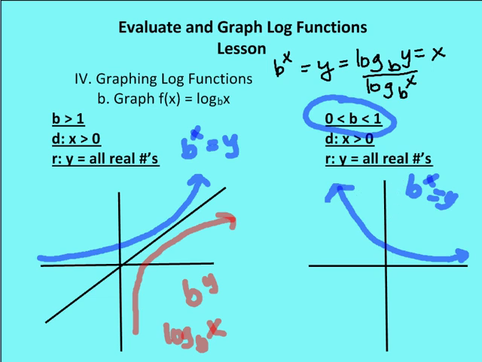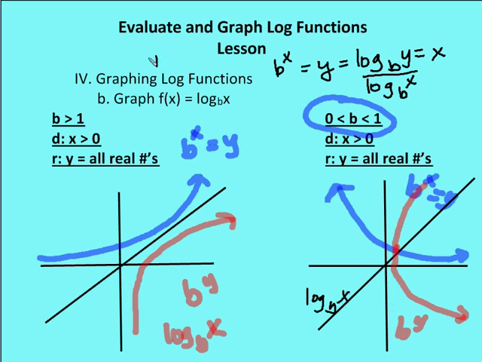Now I'm going to draw my y is equal to x line. The inverse of this function is just going to be a reflection, the graph of log base b of y is equal to x, and it's going to look something like this. This again is b to the y, or I could say log base b of x. So again, the inverse function. We're graphing inverse log functions here. All right, let's move on.